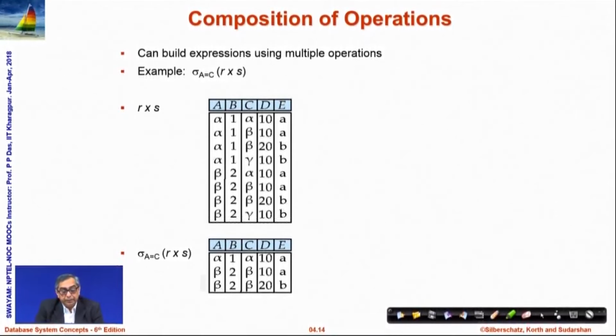Finally, we can make a composition of operations. For example, what we show here is we have two relations R and S, we have taken a Cartesian product and then we have taken a selection. We take the Cartesian product of R and S to produce the table R cross S, and then do a selection based on A equal to C. All these operations can be combined in multiple different ways to give you really complex relational algebra operations.